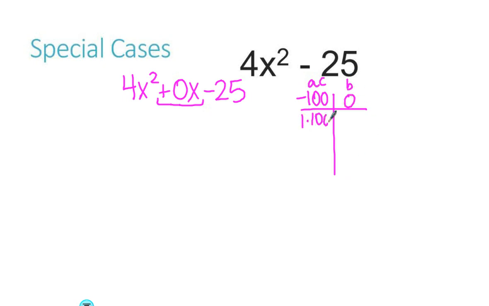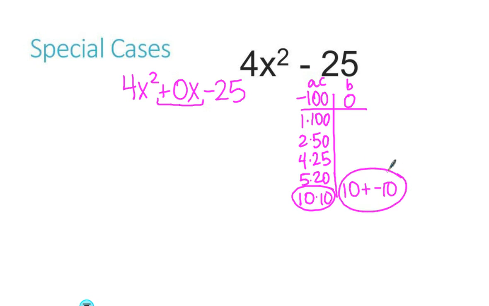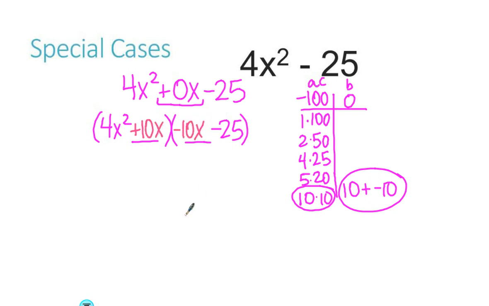Again, you can list out all of your factors, but remember we're looking for the one that has matching numbers. 5 times 20, 6, 7, 8, 9, and then we got our 10 times 10. Ding, ding, ding. One has to be positive and one negative, and those are going to be our guys. So here's my initial setup, minus 25. These are the two blanks we're trying to figure out, our missing pieces. We just found them: one was a positive 10x and the other is a negative 10x.